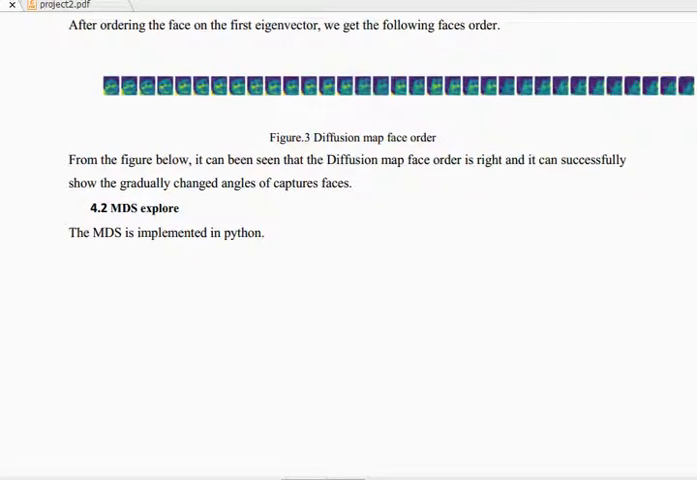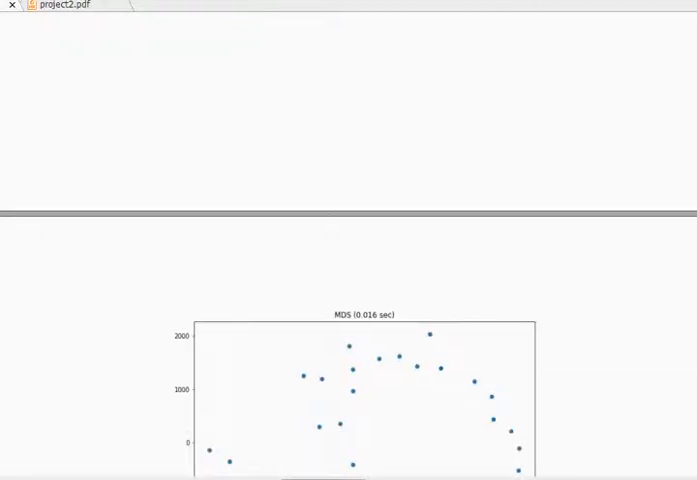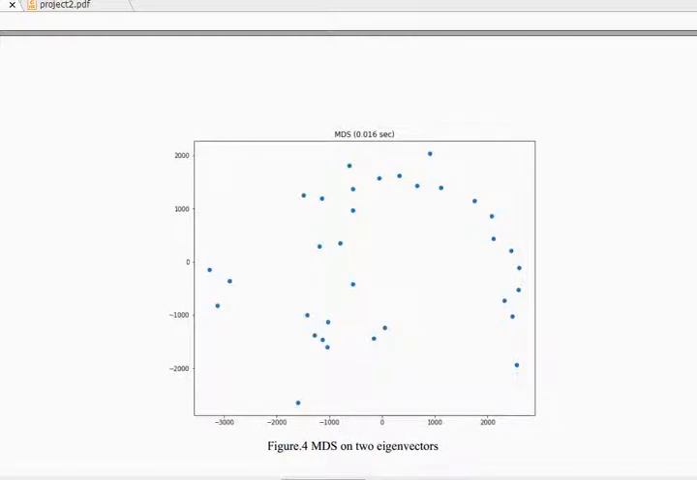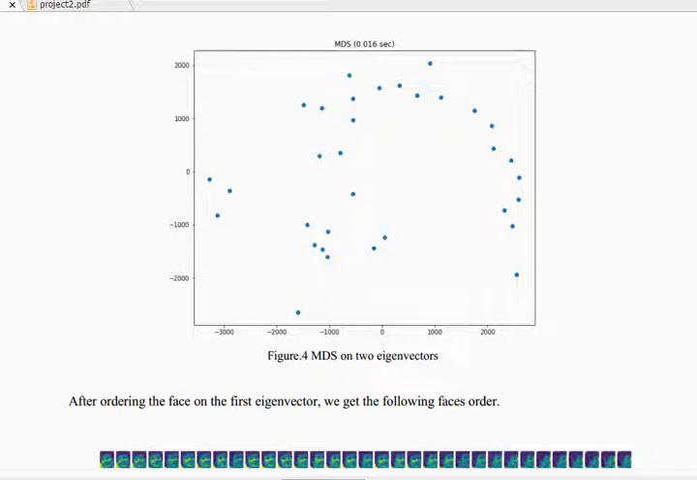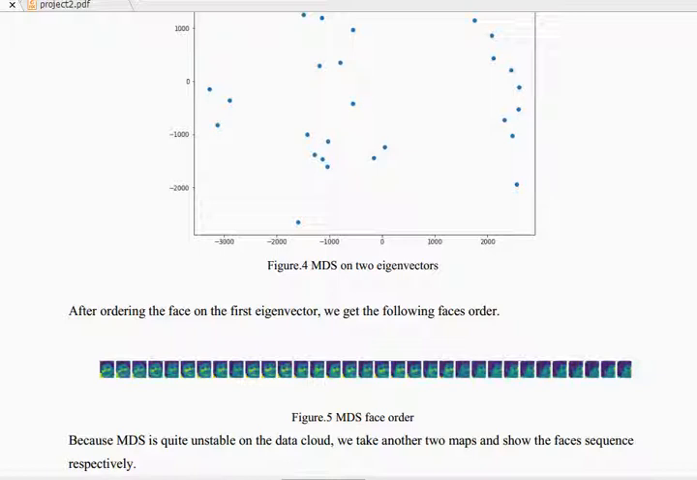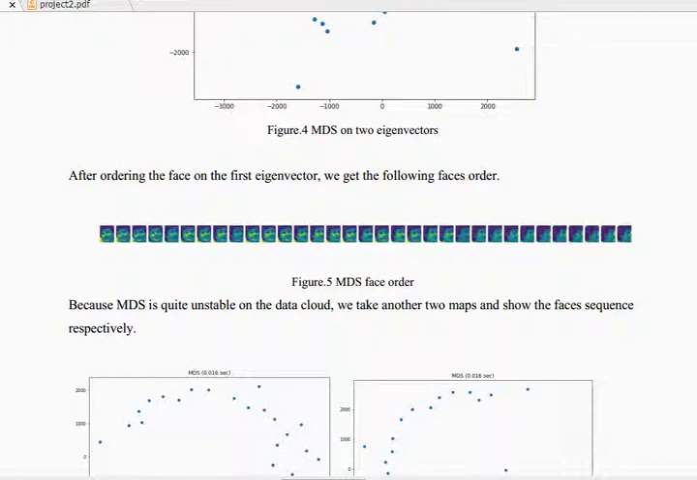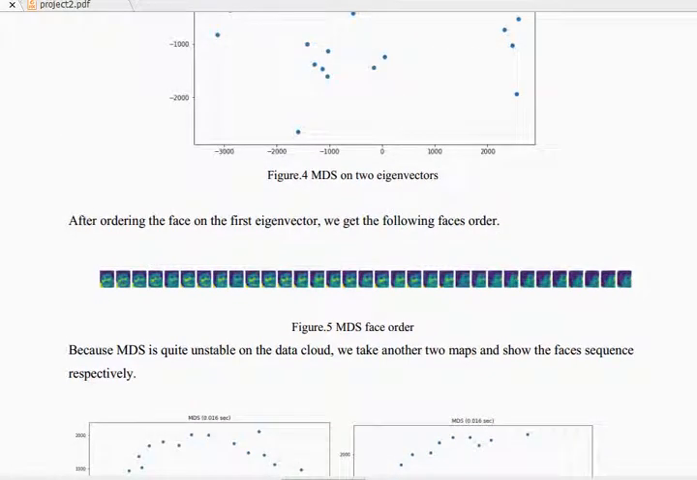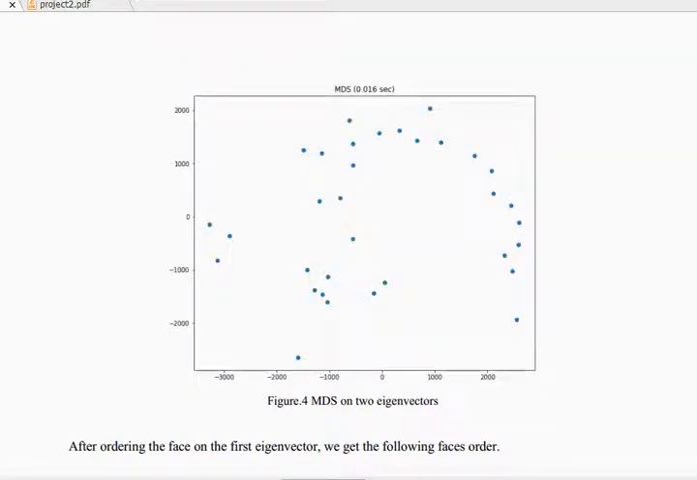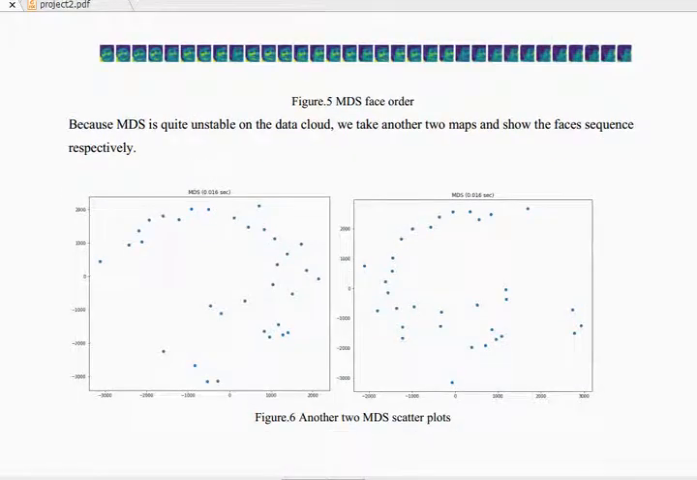Now let's look at the MDS. This is the result of MDS. After ordering the faces on the first eigenvector, we get the following face order. You can see it seems to be right. However, one big problem of MDS is that it's not stable. If we repeat the calculation, we get the following two scatter plots.